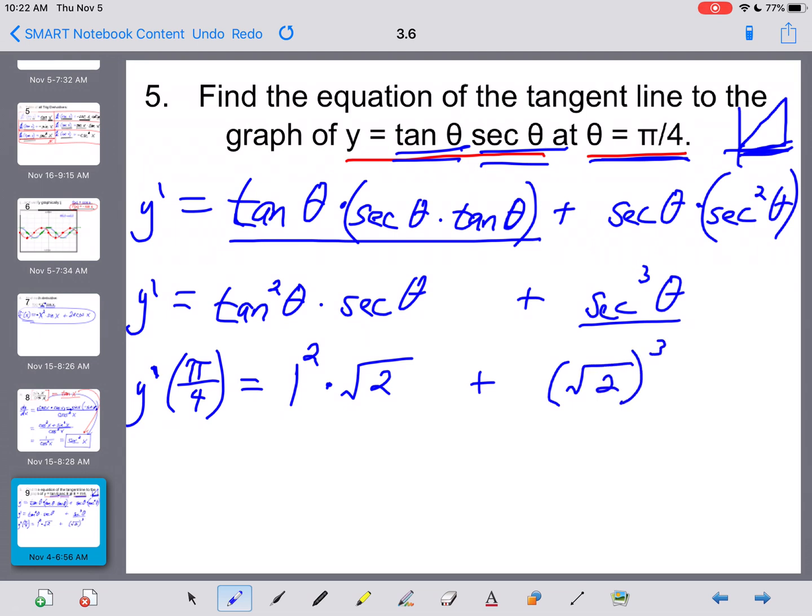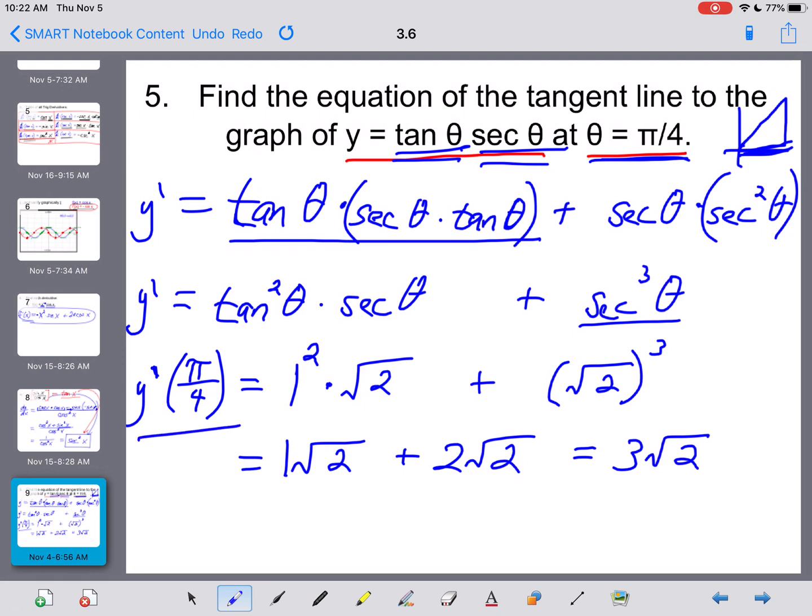Oh, this is kind of ugly, Mr. Fontana. So where are we now? We're at the square root of 2. The 1 doesn't really matter. Plus, and root 2 cubed is going to get us a 2 root 2. Putting all that together, guys, that's a 1 root 2 plus a 2 root 2, 3 times the square root of 2. That's y prime of pi over 4.